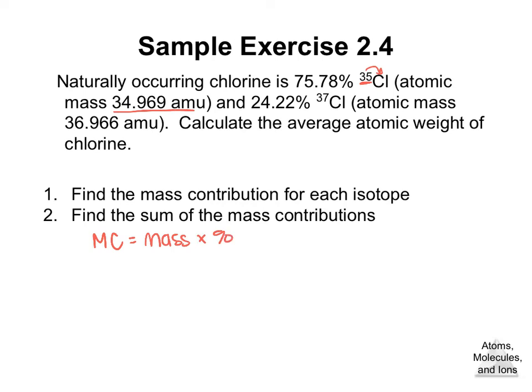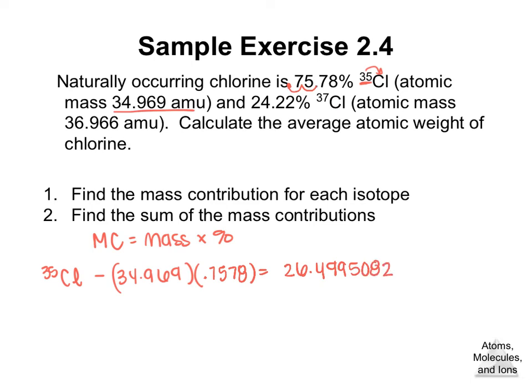times the percentage. So for chlorine 35, my mass is 34.969. And then I'm going to multiply it by the percentage. So remember, you need to move your decimal back 2 when you are multiplying by a percentage. So 0.7578. So 34.969 times 0.7578 gives me a value of 26.4, and I'm going to keep all the decimals because I'm not ready to round yet. So that's my mass contribution of chlorine 35, but it's not 100% chlorine 35.